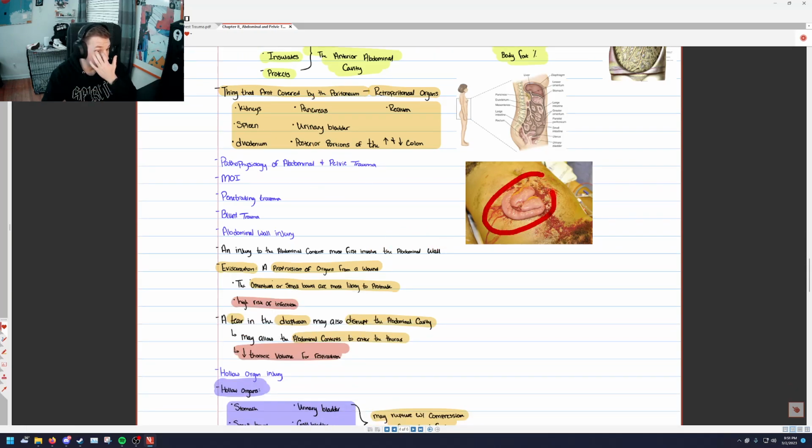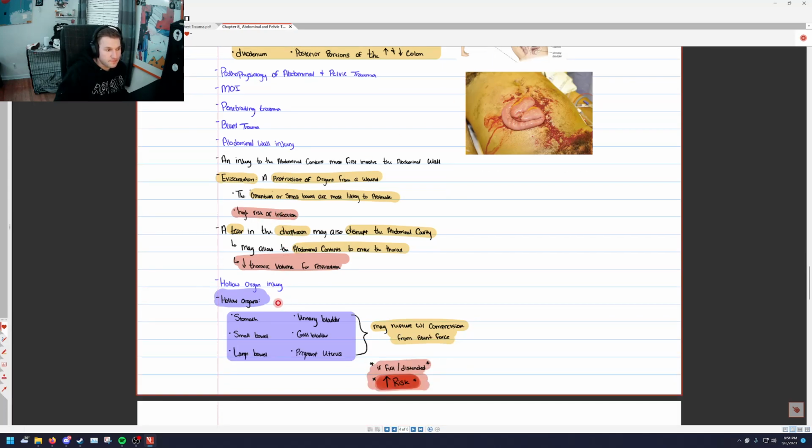So we have our injuries. Right here that we see is evisceration. This could be protrusion of organs from a wound. Really high risk of infection. The only thing we're going to be doing is wet, sterile dressings just to do some infection control. That's about it.